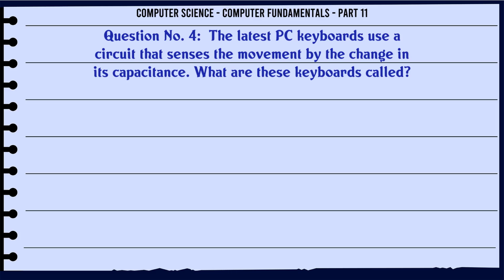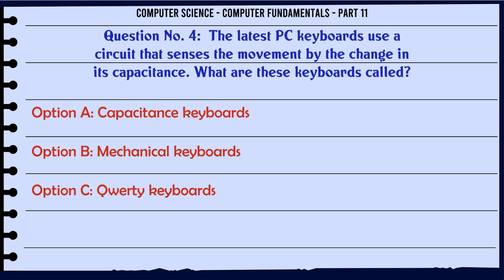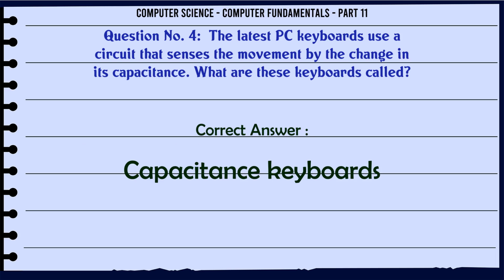The latest PC keyboards use a circuit that senses the movement by the change in its capacitance. What are these keyboards called? A. Capacitance keyboards. B. Mechanical keyboards. C. QWERTY keyboards. D. Dvorak keyboards. The correct answer is capacitance keyboards.